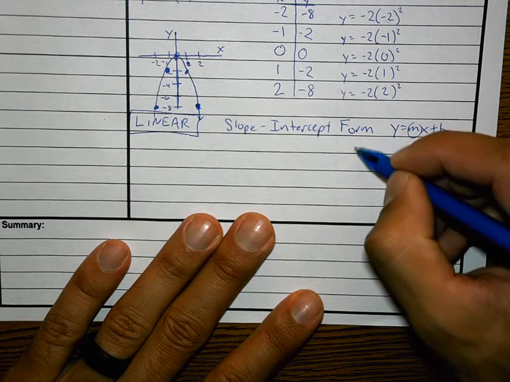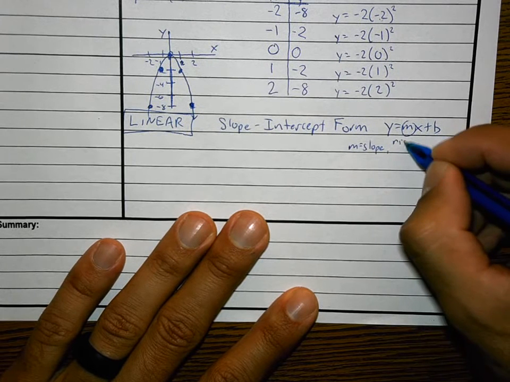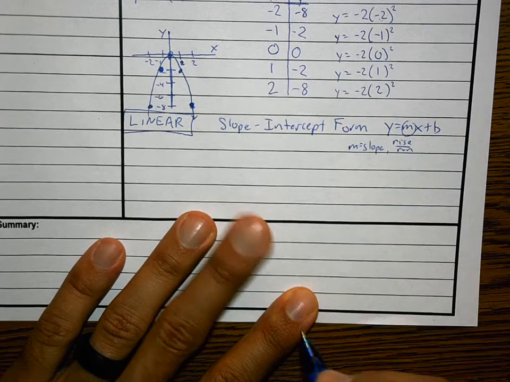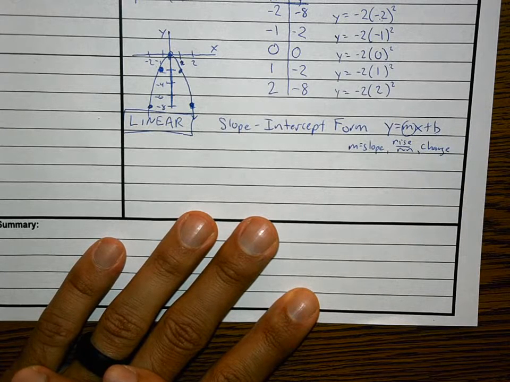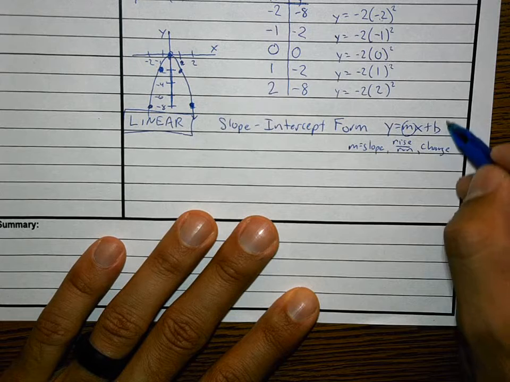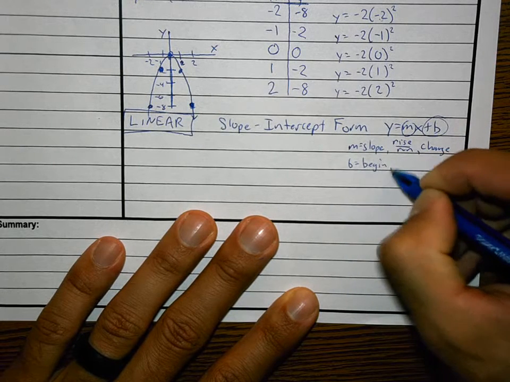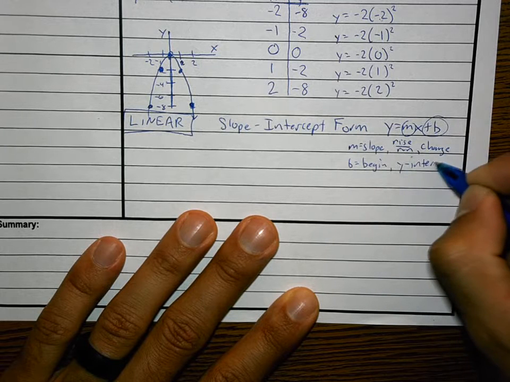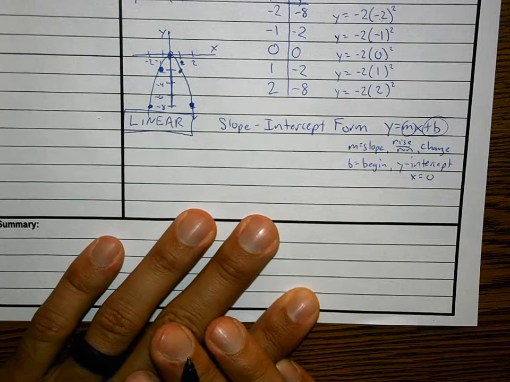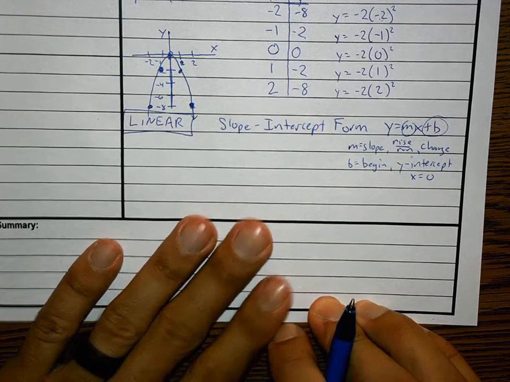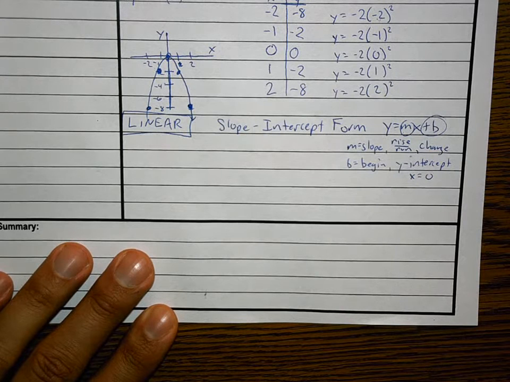The M stands for your slope. It's your rise over run. It's your change of your graph. The B is where it begins. It's the y-intercept. It's where x is equal to 0. If we know these two parts of an equation, we can graph any linear equation.